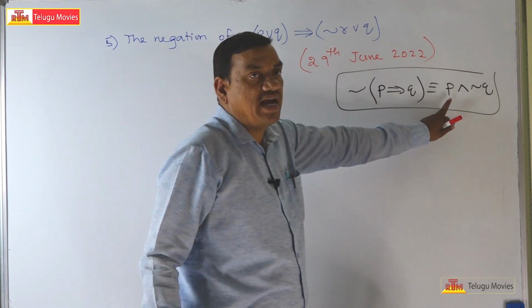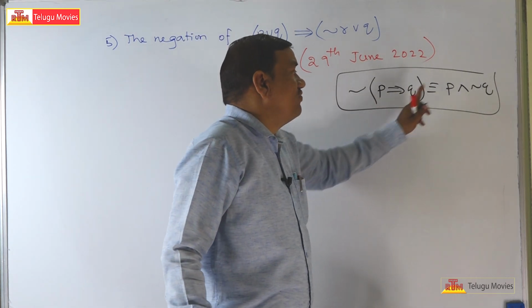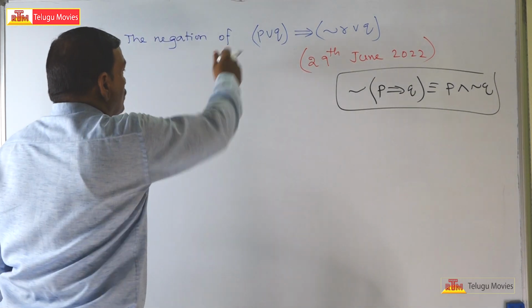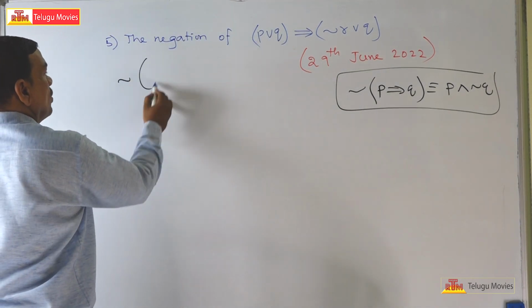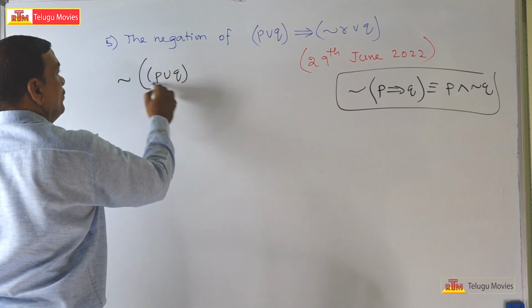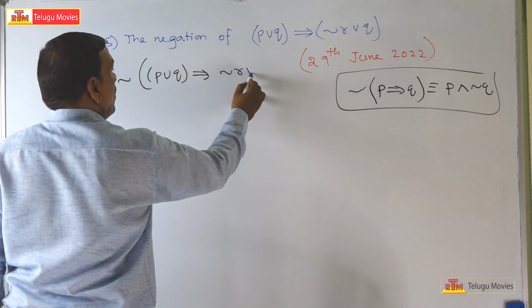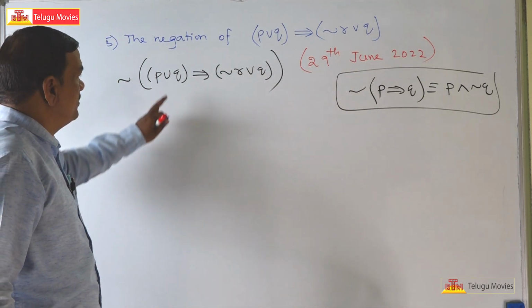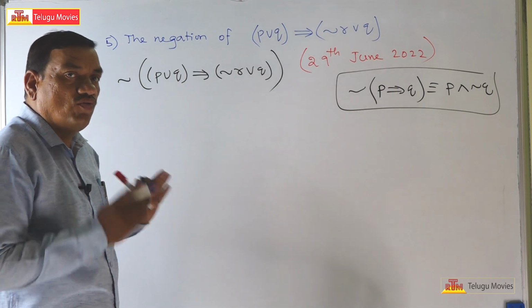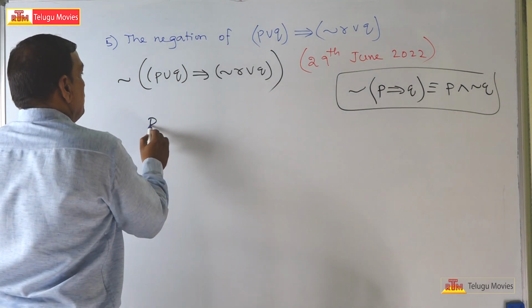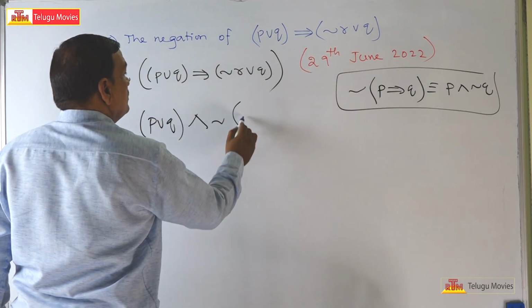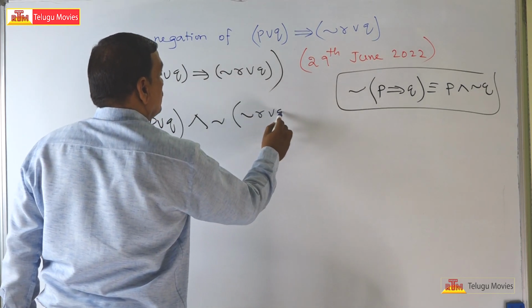That means the first statement as it is, and the negation will come for the second statement. So we are asked to find the negation of P or Q implies negation of R. From this, what can you say? This is P and this is Q: the first statement as it is, that is P or Q, and the negation of the second statement, negation of R.